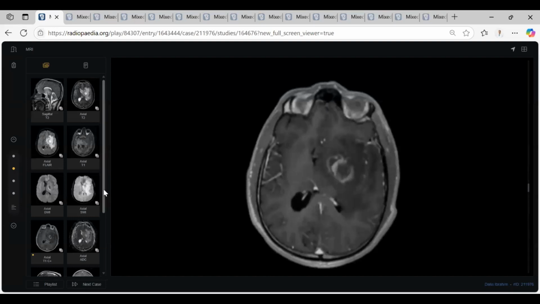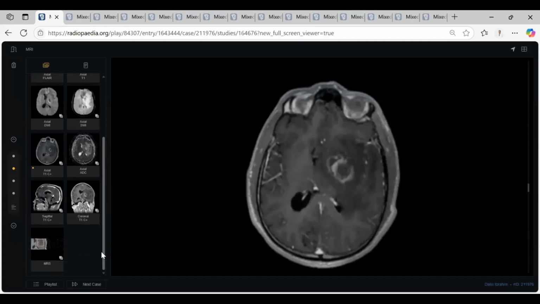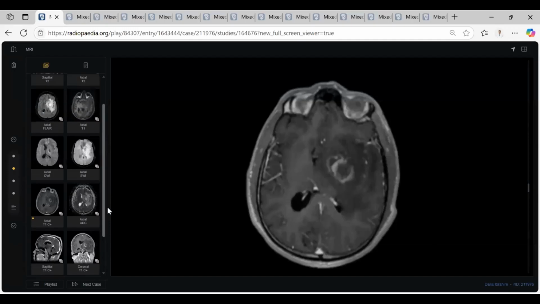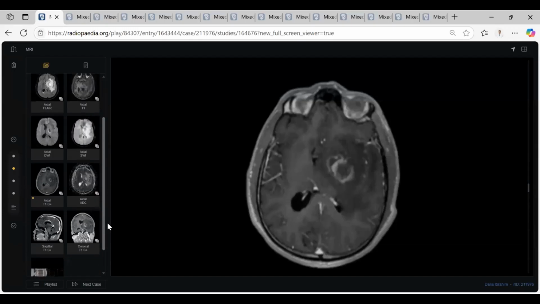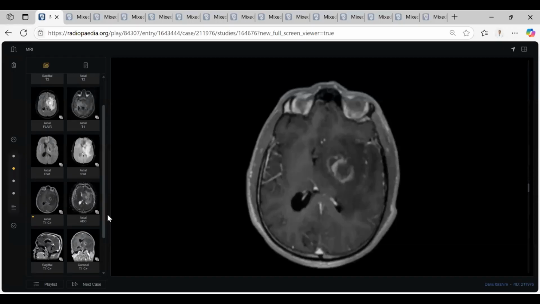This could be an abscess with daughter abscess within. In the diffusion, there is no restricted diffusion for the center of this lesion, so it could be an abscess. Sorry, it could be mets. What else could it be?